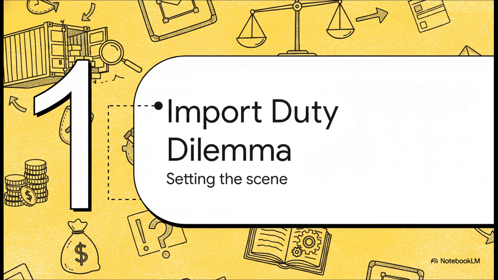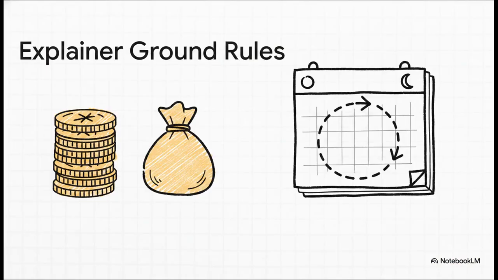Let's set the scene for our accounting mystery. To make sure we're all on the same page, let's lay down a few ground rules for this explainer. We're going to assume both the functional currency and the presentation currency for our company is the Indian rupee. Also, our financial reporting period runs strictly from the 1st of April to the 31st of March.